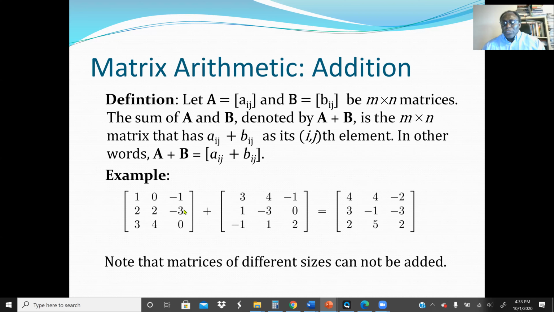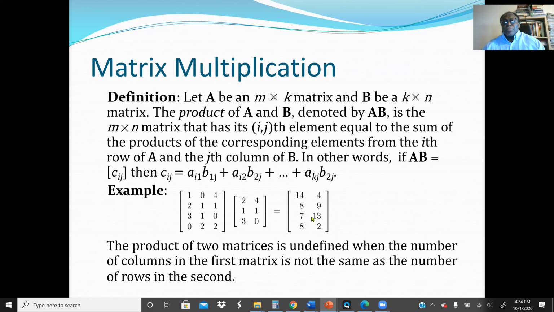Then second row, third column, the first matrix, negative 3. Second row, third column, the second matrix is 0. Negative 3 plus 0 is negative 3. Third row, third column, 0. Second matrix, third row, third column, 2. 0 plus 2 is 2. So again, those are the steps for adding two matrices. And we can add 2, 3, or any number of matrices.